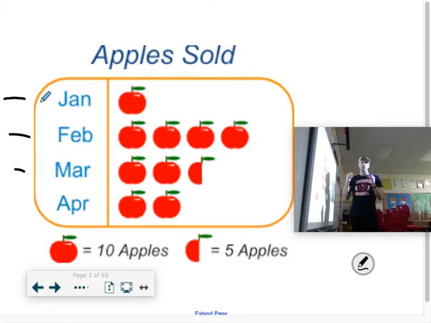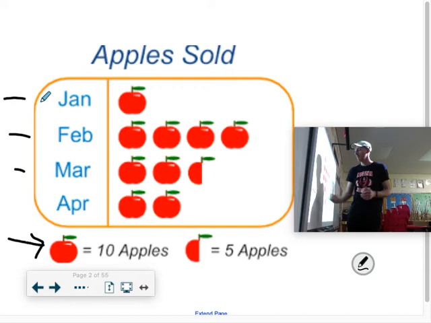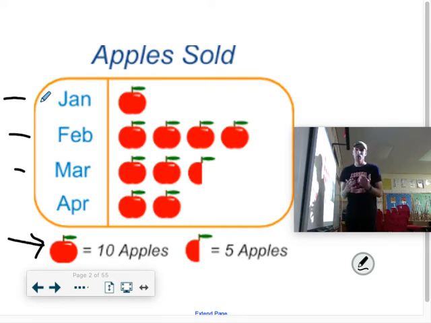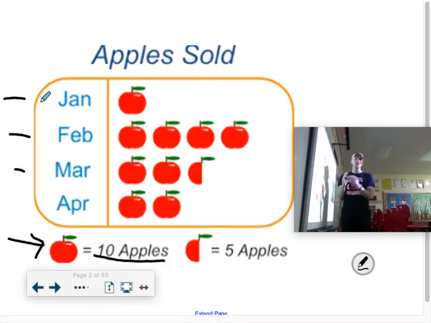Now, whenever you look at a pictograph, you have to notice the important parts. One is the title, so you know what it's about. But the second is this thing right here at the bottom. Right? This is the key. The key tells us what each thing's actually worth. So by January, you might see, hey, there's one apple. But that one apple isn't worth one apple. That one apple is actually worth 10. They just couldn't fit it all across.